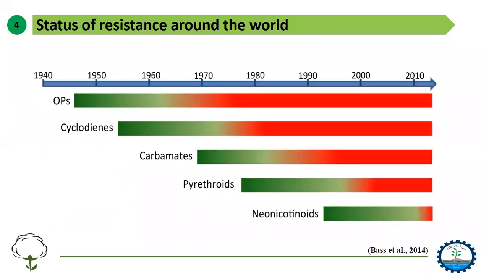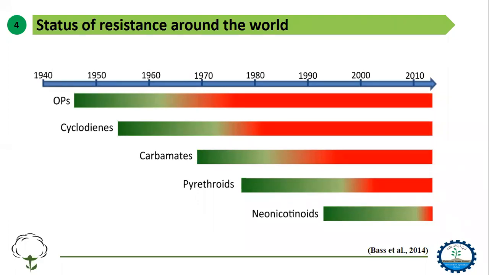Here's the resistance status around the world. We could see that all the insecticide classes have developed serious resistance. The first resistance was reported at the end of 1946 in the housefly. And then resistance was developed to several other insecticides. We could see that resistance has been developed in organophosphates, organochlorines, carbamates, pyrethroids, as well as neonicotinoid insecticides, which emerged at the start of the 1990s.